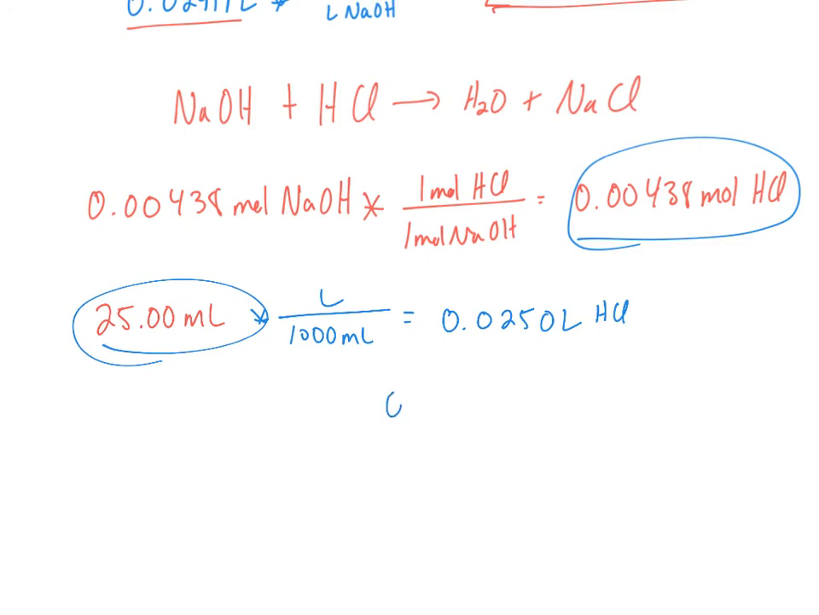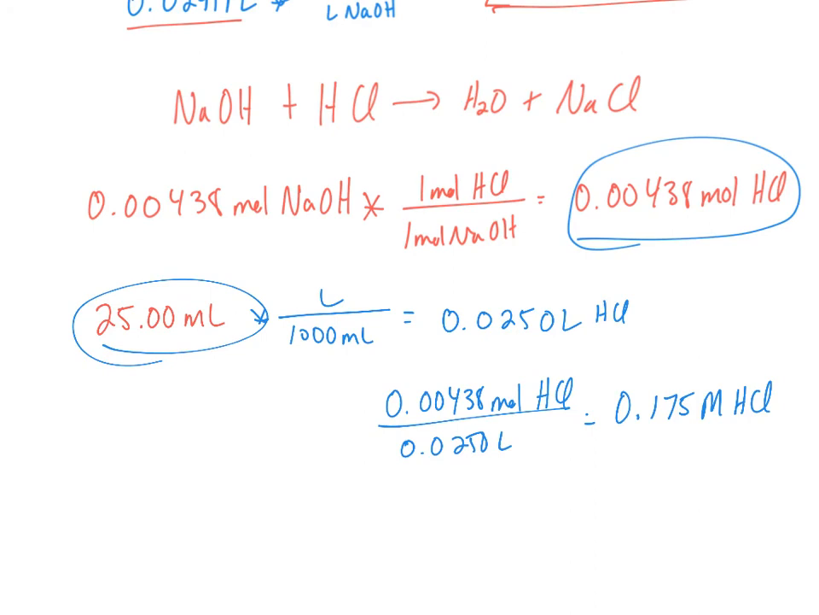So if we take our moles, 0.00438 moles of HCl, and divide that by 0.0250 liters, that gives us a molarity of 0.175 molar HCl. So what we've effectively done is we've determined what the concentration is for an unknown solution of HCl. And that's the point of doing a titration.